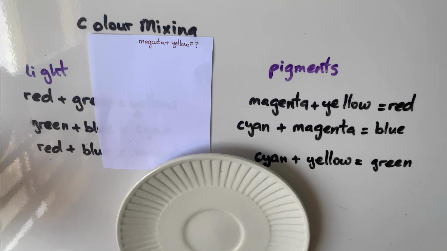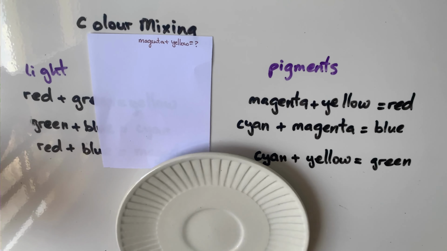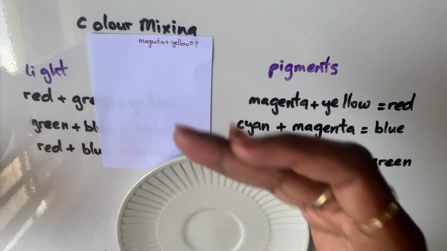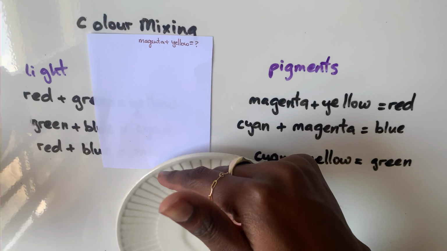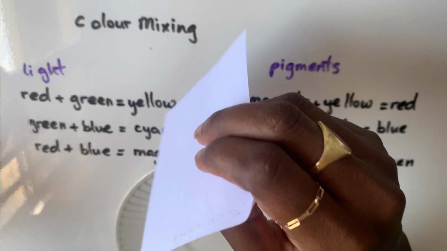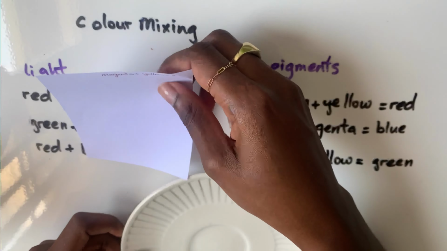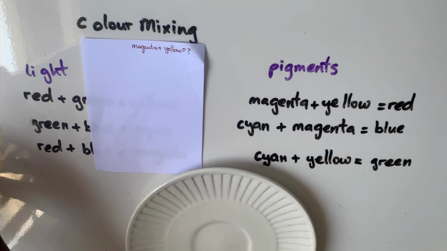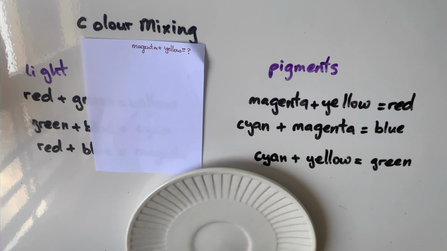Okay, so now we will be doing color mixing based on pigments using the secondary colors of light. Those are yellow, cyan, and magenta. So first we'll be starting with magenta and yellow in an attempt to get red.